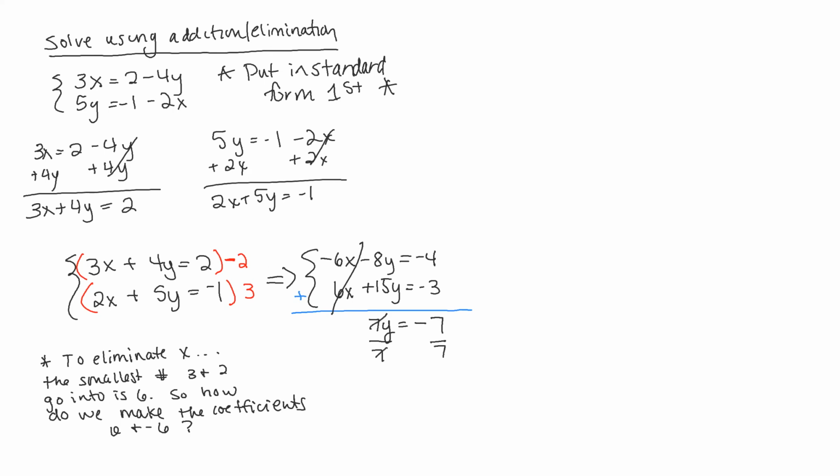7 divided by 7 is 1. 1 times y is y. Negative 7 divided by 7 is negative 1. So as it stands, we think the solution so far has a negative 1 for y. Now we want to find x.